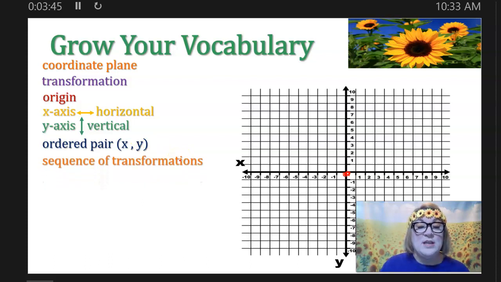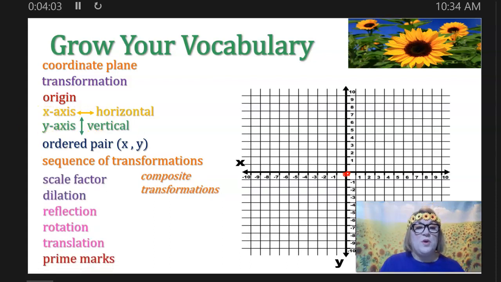Sequences of transformation, or a sequence of transformations, is simply multiple transformations, or more than one transformation happening, one right after the other. Another word you may see is composite transformations. That's another way of saying sequence of transformations. A scale factor is what we use when we do dilations. A dilation is when we make a figure larger or smaller. So it's a type of non-rigid transformation, and we use a scale factor to multiply the coordinate points by in order to make the shape bigger or to make the shape smaller.